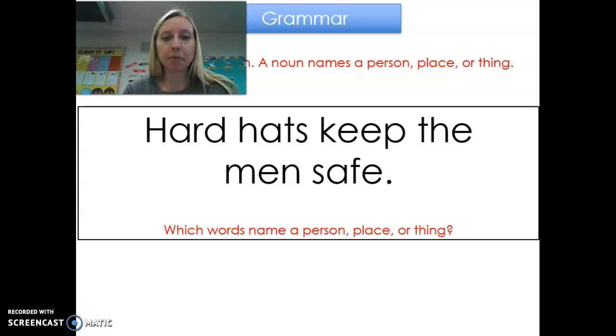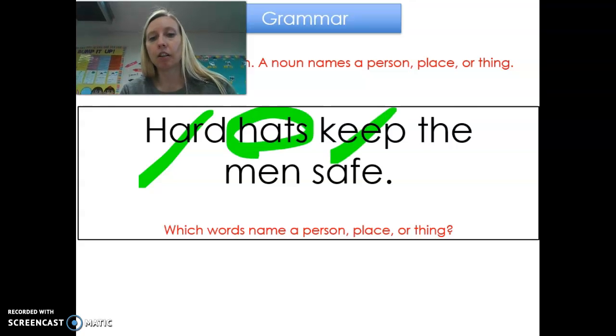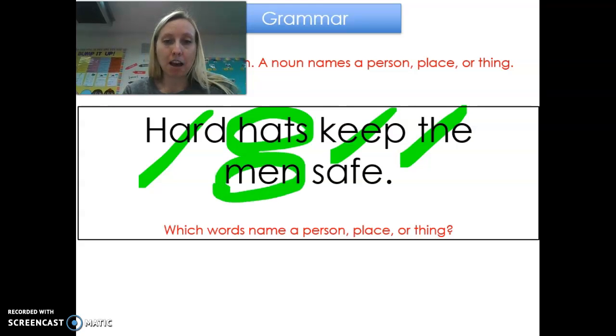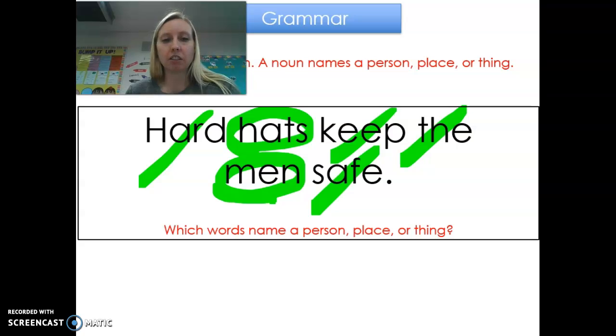Hard hats keep the men safe. Okay, so look at this sentence. Is hard a person, place, or thing? No. Is hats a person? No. A place? No. A thing? Yes, that's a noun. Keep is a verb. Is men a person? Yes, it's a group of people. Men is my noun. And safe is not a noun. It's not a person or place or thing. So hats and men are nouns.